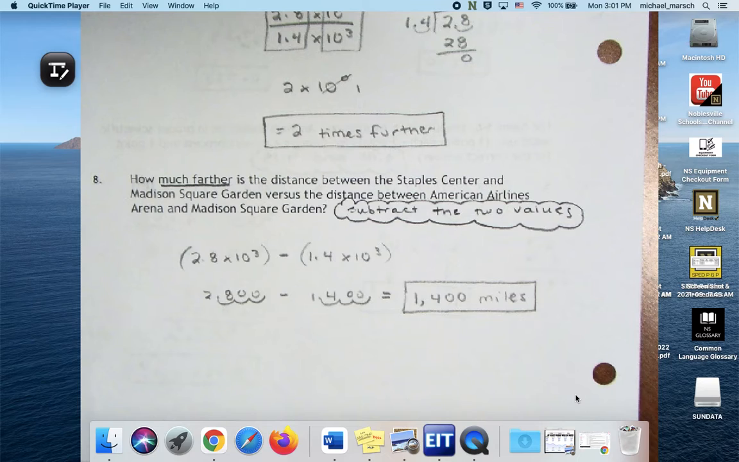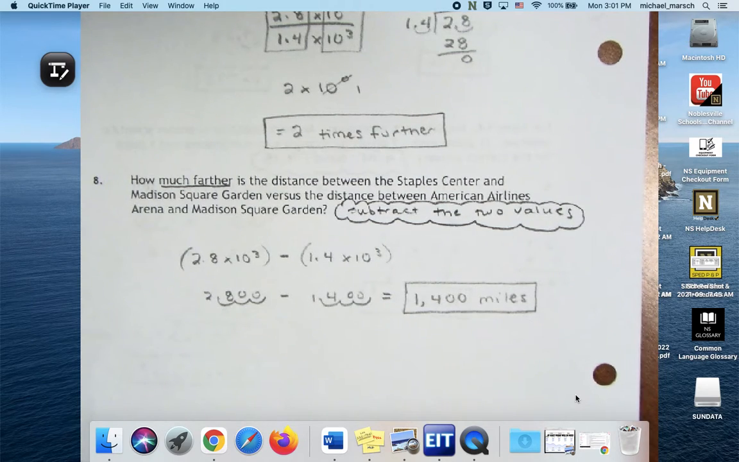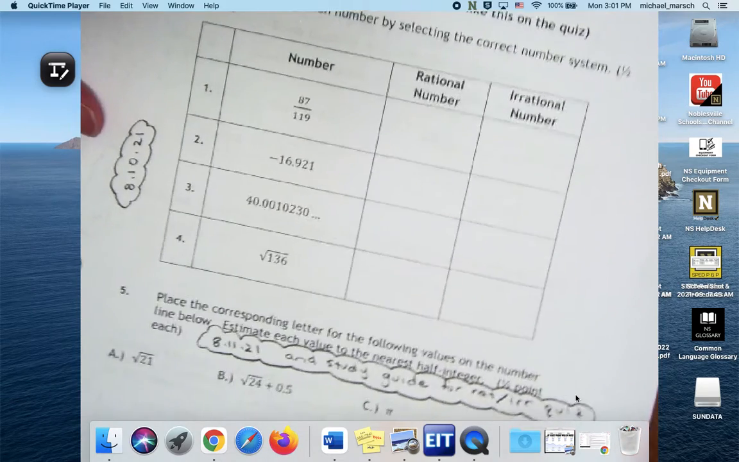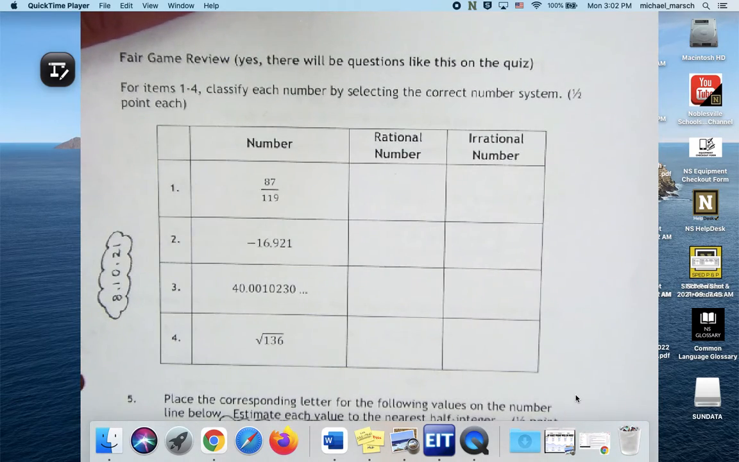Okay, last page. Fair game review. Uh-oh. Everybody's favorite. Nope. Oh, I thought it was 15. I guess not every single one.